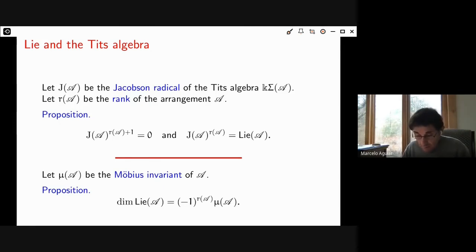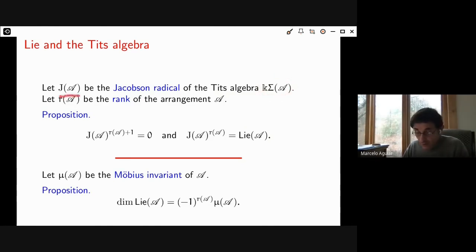So one thing that we can work on now is connections between this object, Lie, that we have defined for all arrangements, and the algebraic structure of the Tits algebra. We define the Tits monoid. I can then consider the monoid algebra of that monoid. We call it the Tits algebra. Just form linear combinations of faces, with the product being the Tits product extended linearly.